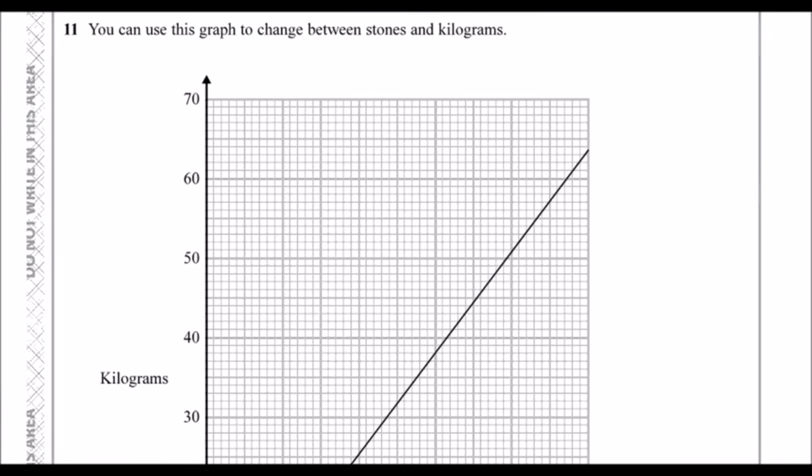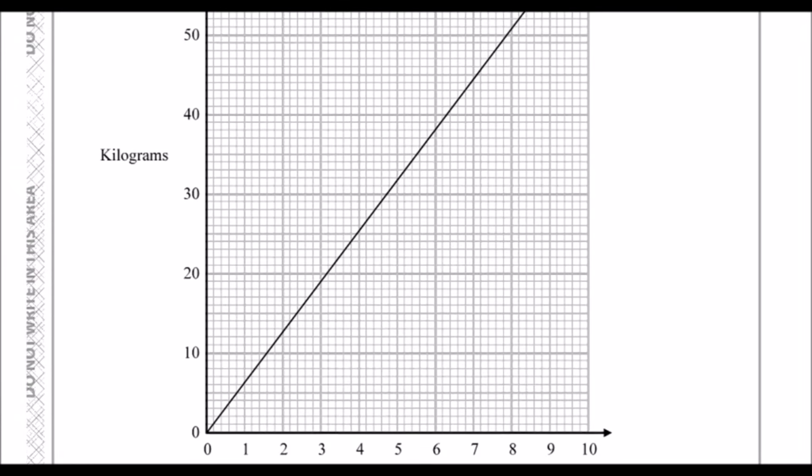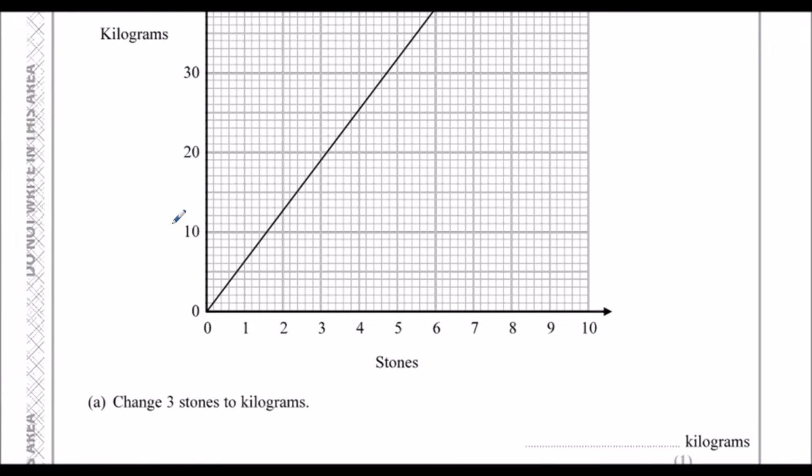Question 11. You can use this graph to change between stones and kilograms. So we've got a conversion graph. Change 3 stones into kilograms. So we're just going to find 3 stones on the graph. So we'll go from 3, we'll go up to the line, then across. I think I've missed it slightly, but we should get 19. So we've got 19 kilograms.